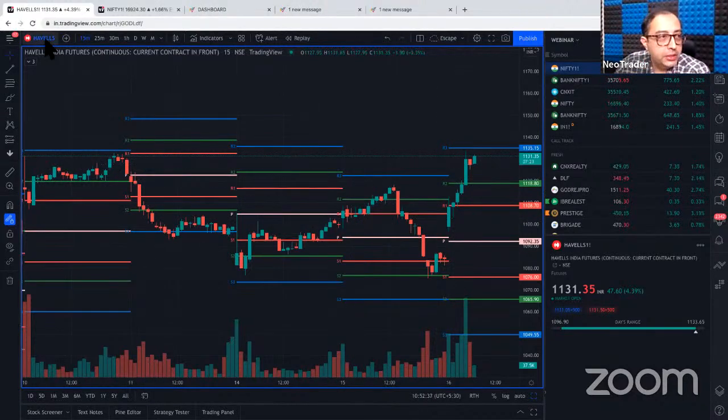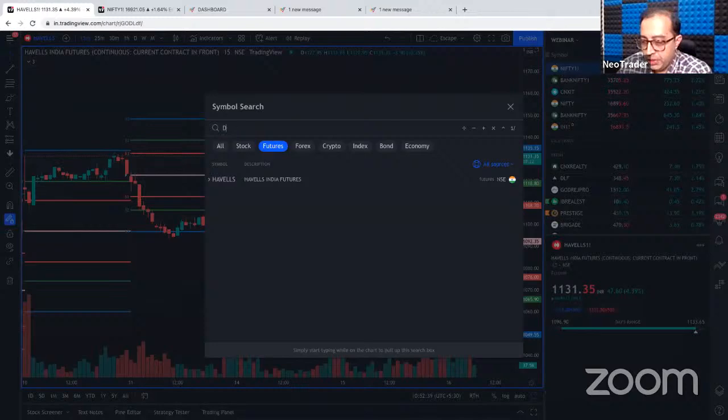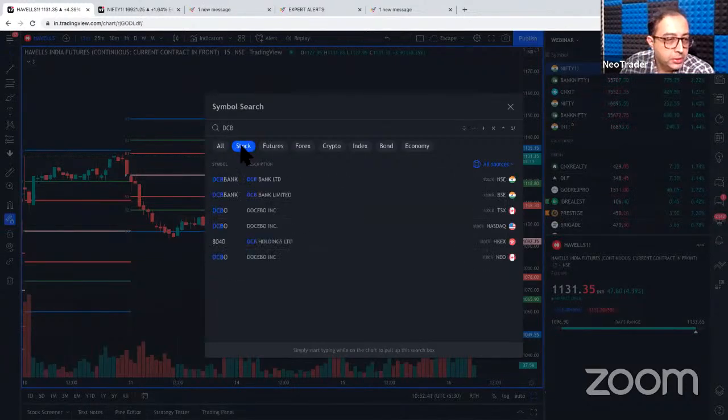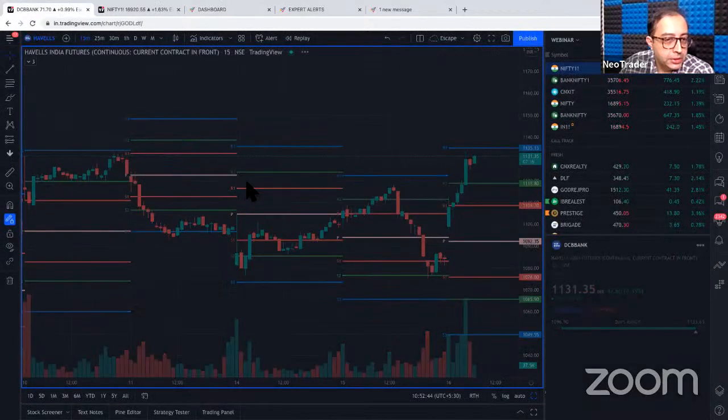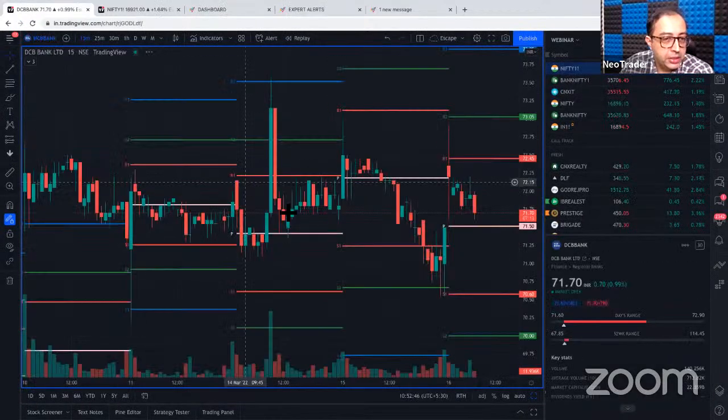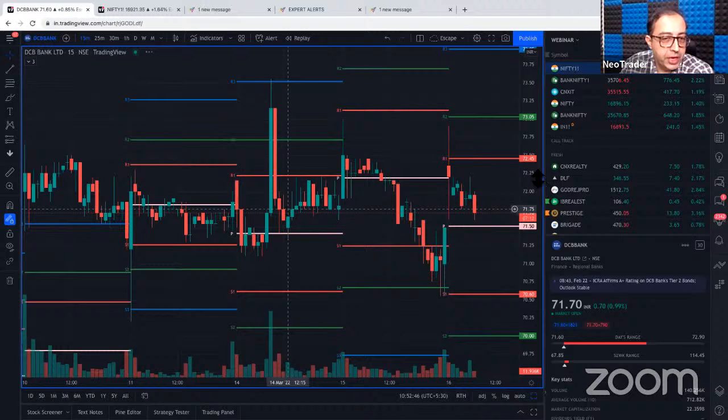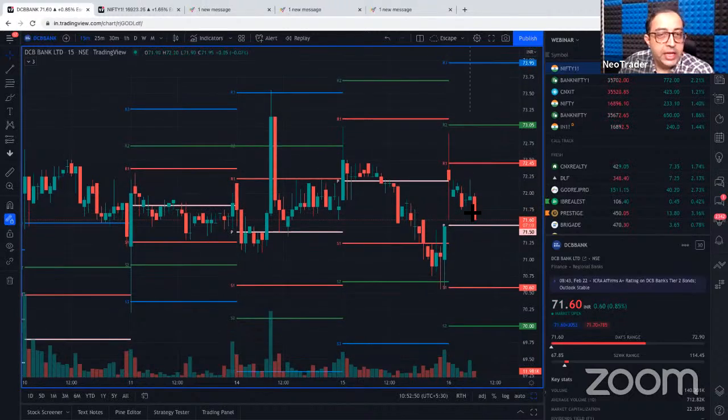Let's take, there's a request for DCB Bank. Okay, let me check that. This is DCB Bank here. And when you take a look at DCB Bank, as per our pivot approaches, at R1, it's still stuck there. So we would not advocate a buy right now.